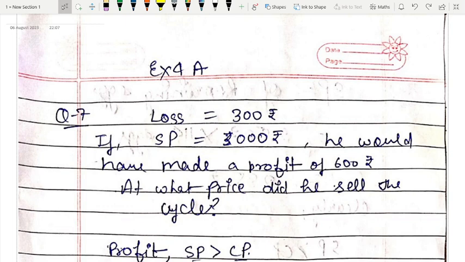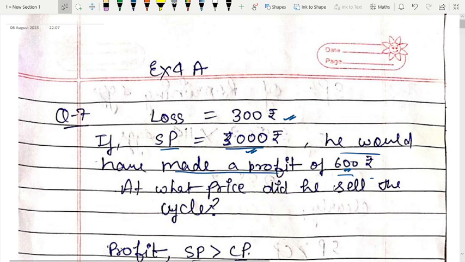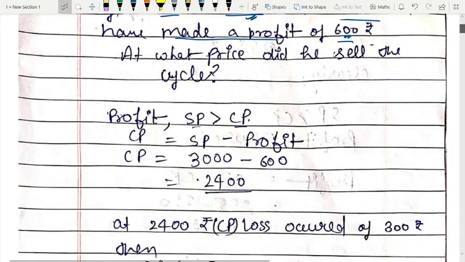Rajan sold a cycle at a loss of 300 rupees. So Rajan has a loss of 300 rupees. Now the condition given is, if the selling price is 3000 rupees, he would have made a profit of 600 rupees. So by these conditions we have selling price 3000 and profit 600. At what price did he sell the cycle? Since 600 rupees profit is here, the selling price will be higher than the cost price, then only profit will occur. We know the condition we have discussed in the class.